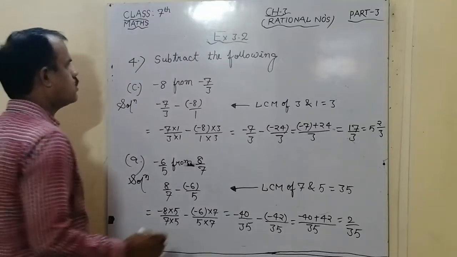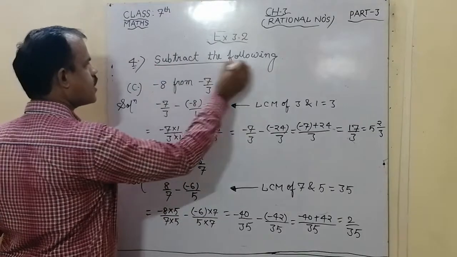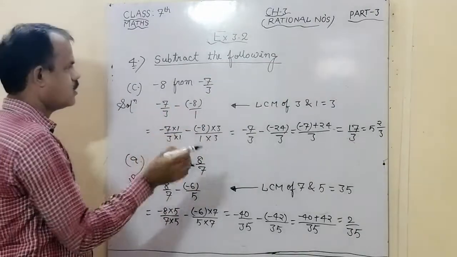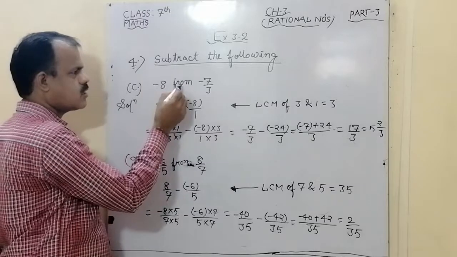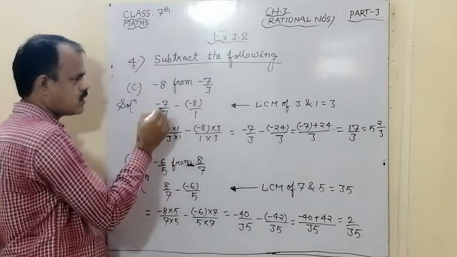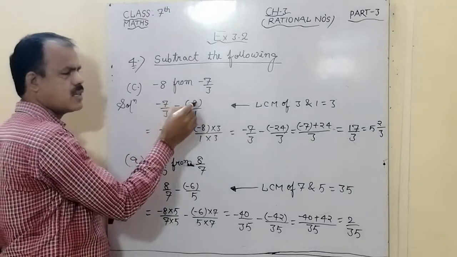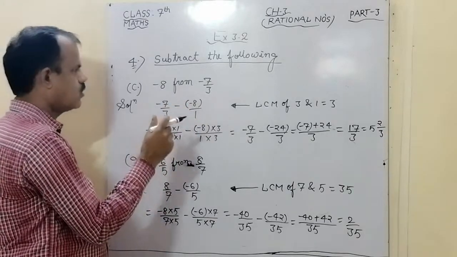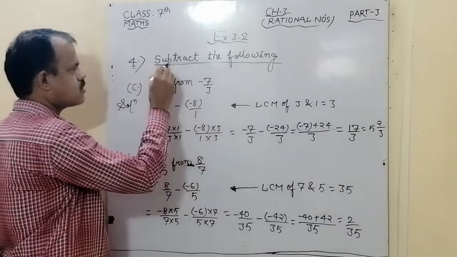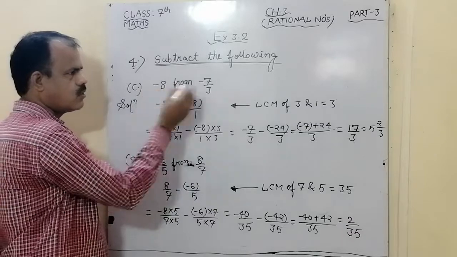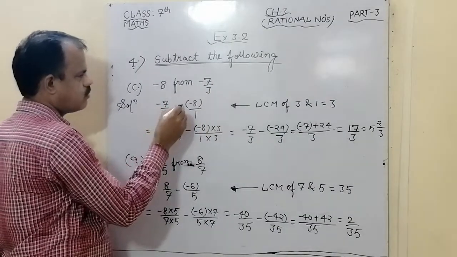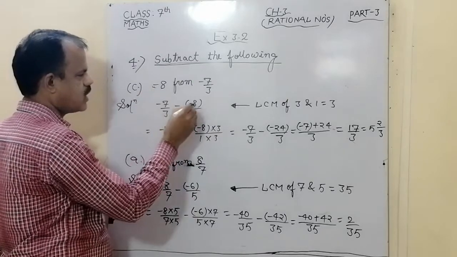Yes, students. Next, question number 4. Subtract the following: minus 8 from minus 7 by 3. See here, subtract minus 8 from minus 7 by 3. So we have to write minus 7 by 3 first, then minus 8, like that, because it is clearly said that subtract this number from this number. So we write minus 7 by 3 first, then this number minus 8.